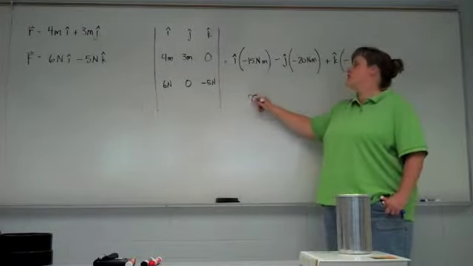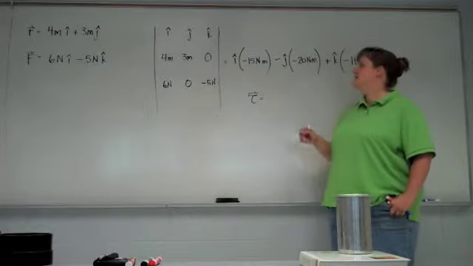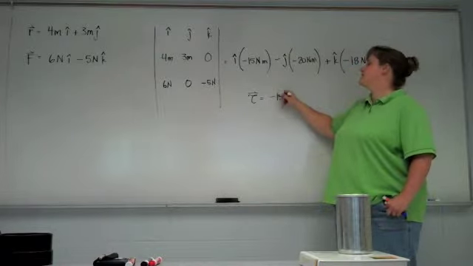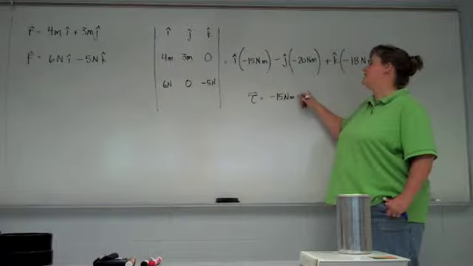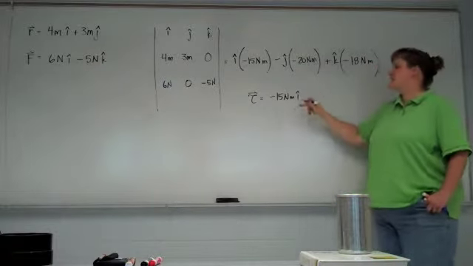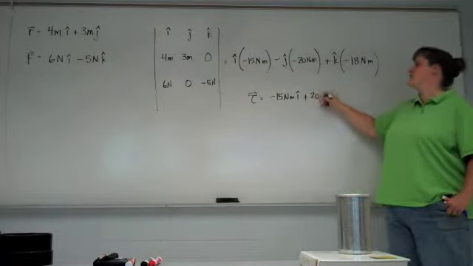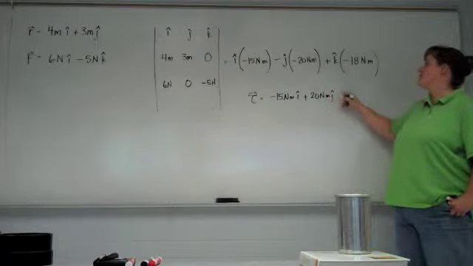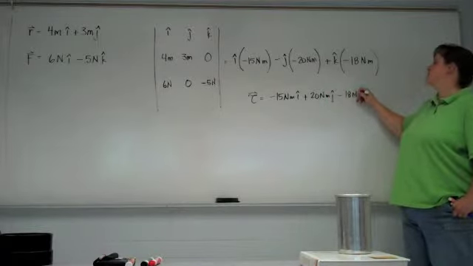So this means our torque vector is negative 15 Newton meters I hat. Negative times a negative is a positive, so plus 20 Newton meters J hat. Minus 18 Newton meters K hat.